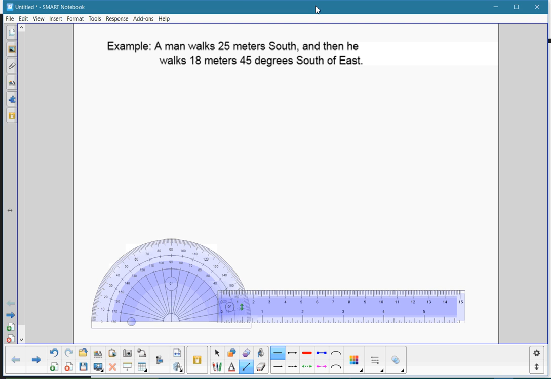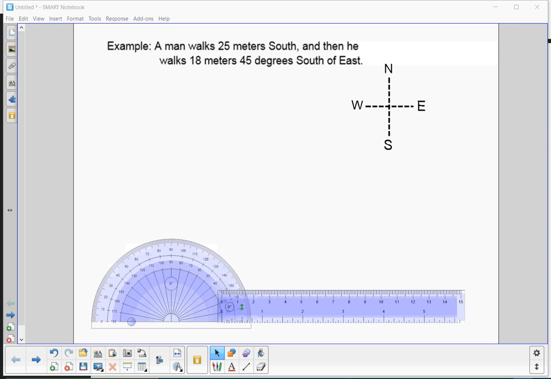This is an example to show how to use vectors to add together displacement vectors when somebody moves from one place to another. In this particular example, I'm given cardinal directions, which makes a vector problem much easier to do. The first thing I want to do is define what north, south, east, and west are on my paper.